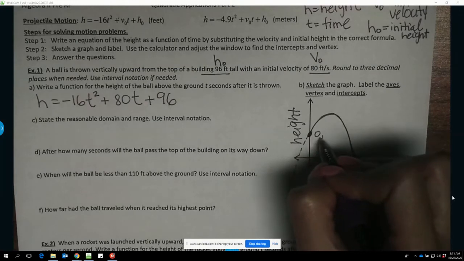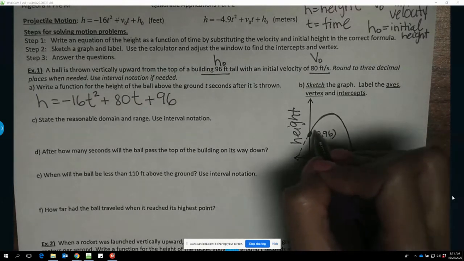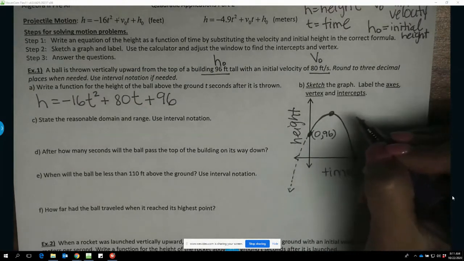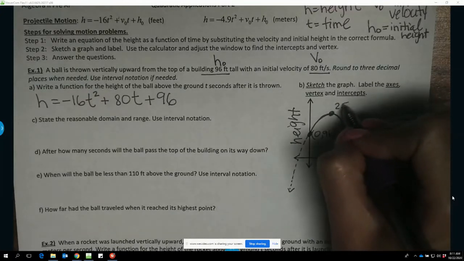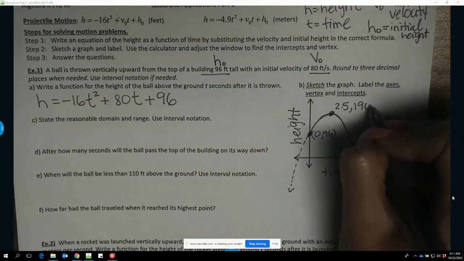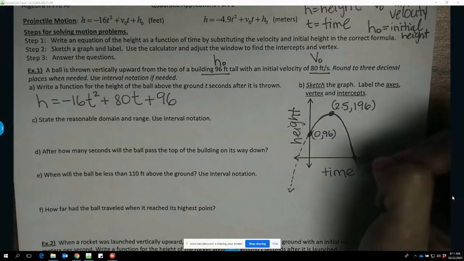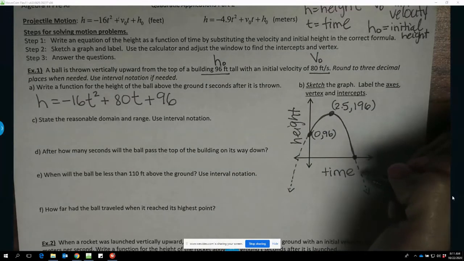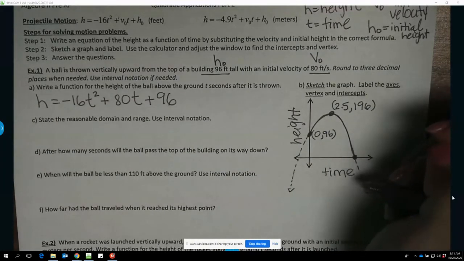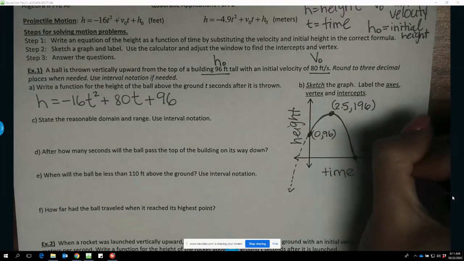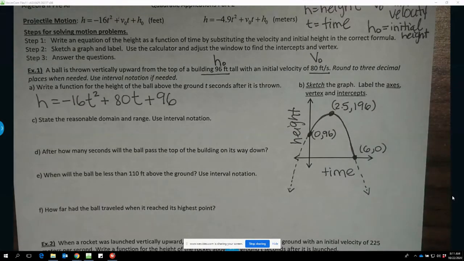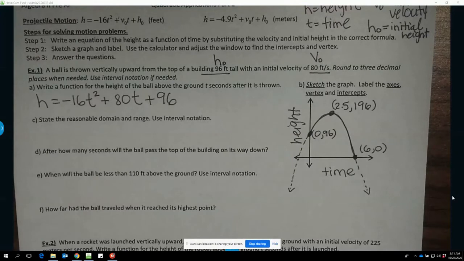The y-intercept was 0, 96. The vertex, which was the max, was 2.5, 196. The x-intercept was 6, 0. Okay, so everything's labeled and graphed there. So that was letter B.